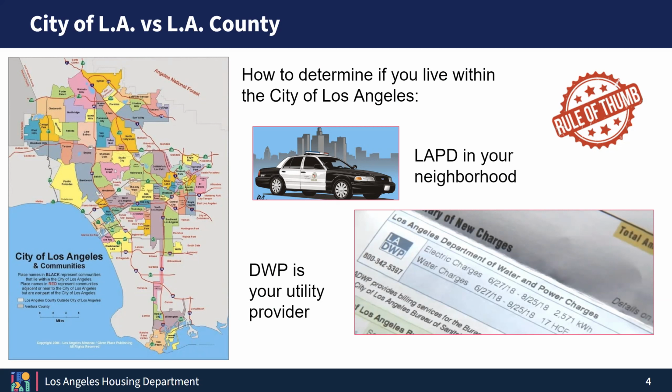One quick way to identify if your property is in the city is to identify if you pay your water or electricity bill to the Department of Water and Power, DWP. If you do not pay your utility services to DWP, then your property is not located within the boundaries of the City of LA. Additionally, the City of LA receives enforcement services from the Los Angeles Police Department.